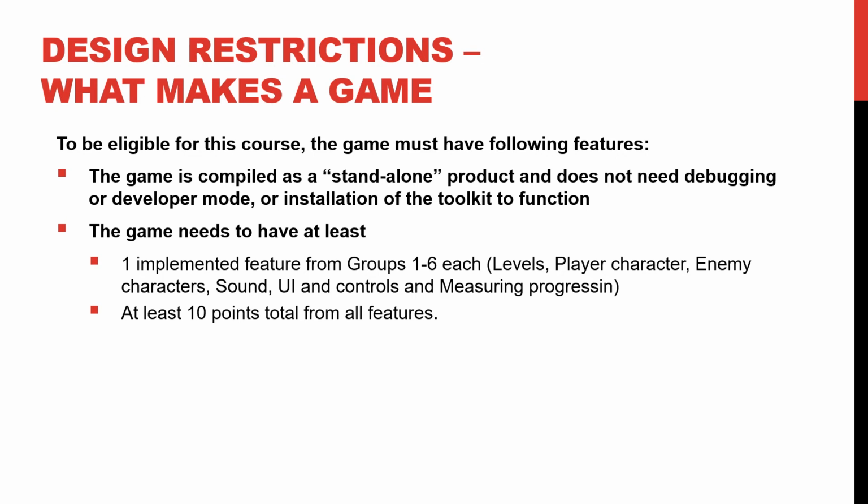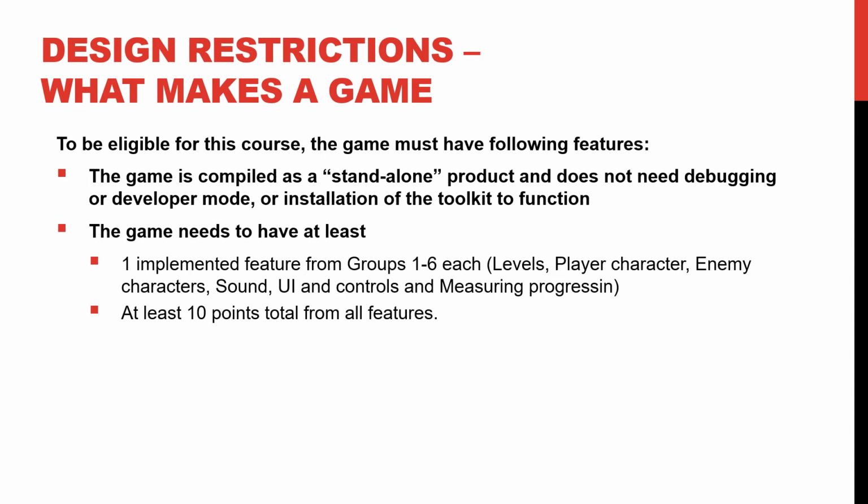Also, it has to have features from the feature form, which is in Moodle. So at least one implemented feature, 1 point from each of the 6 groups. So levels, player character, enemy character, sound, user interface and controls, and measuring progress. You need to have at least 1 point from each of those groups. And of course, you need to have at least 10 points from all features in total so that you get a passing grade from this project.